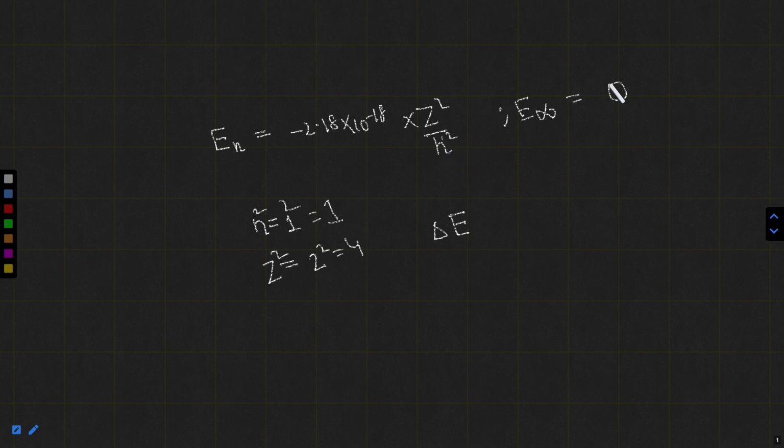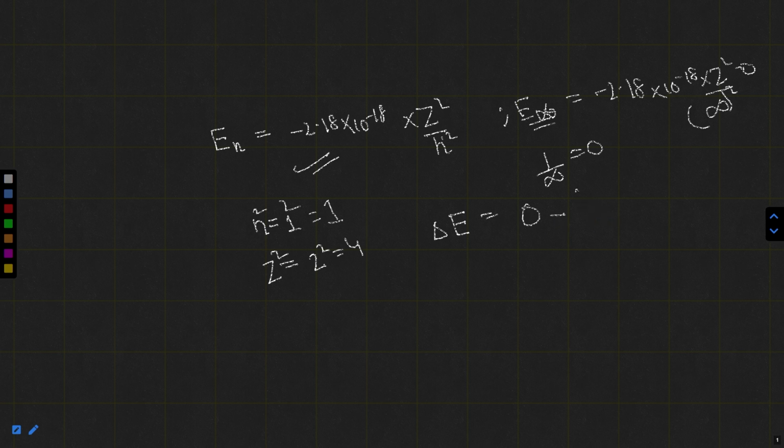Why? Because we will put here minus 2.18 into 10 to the power minus 18, whatever be the z square. n square means infinity square, that would give us again infinity, and 1 by infinity is 0. Got it? Therefore we have to move the electron from En to E infinity. So this is the final state, so we'll subtract. This value is equal to 0. So 0 minus the value for En. Here En is E1.